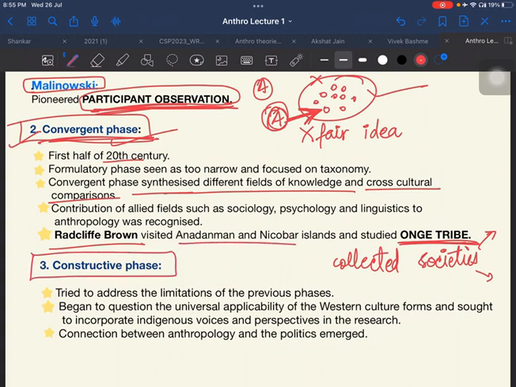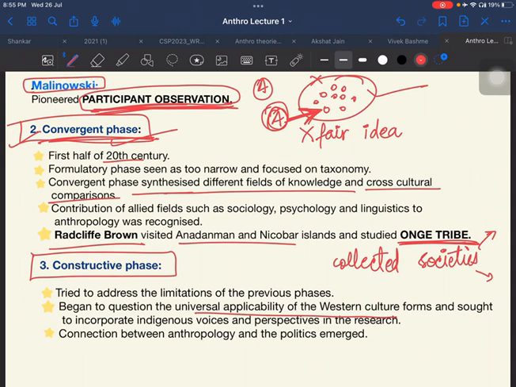Thirdly comes the constructive phase. This was definitely to overcome the limitations of the last two phases. Now it began to question the universal applicability of Western culture. As I already told you, anthropology as a subject emerged mainly in the West. So there were Western anthropologists in the initial stage. They saw their culture as the civilization and other cultures as some inferior society.